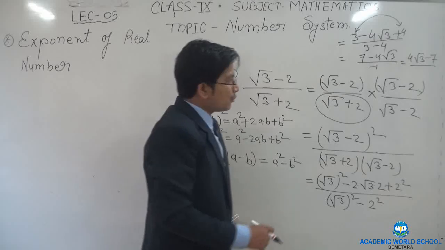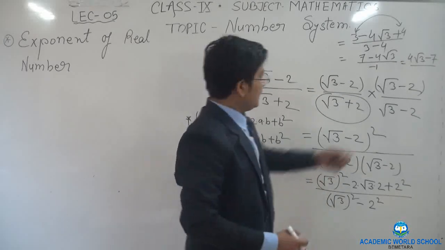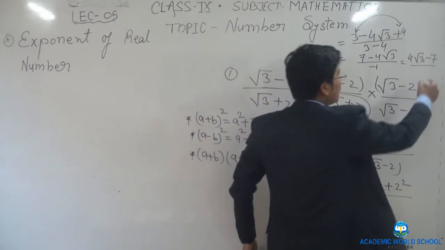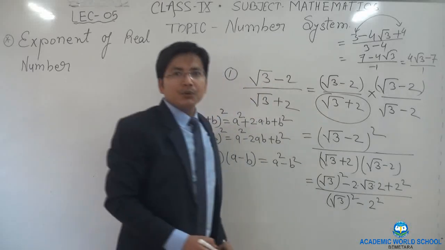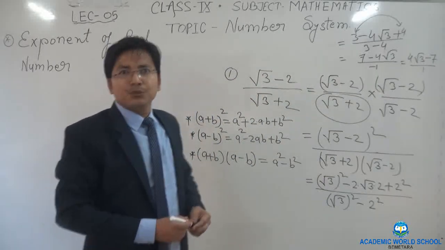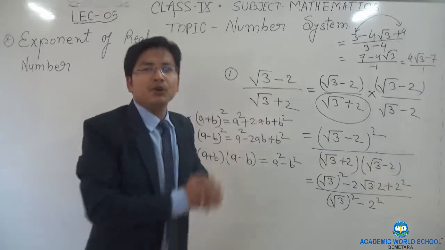So now we are observing that in this number the denominator is 1. So now we are not having the radical sign in the denominator. So this is the funda. We have to get rid of the radical sign from the denominator side.